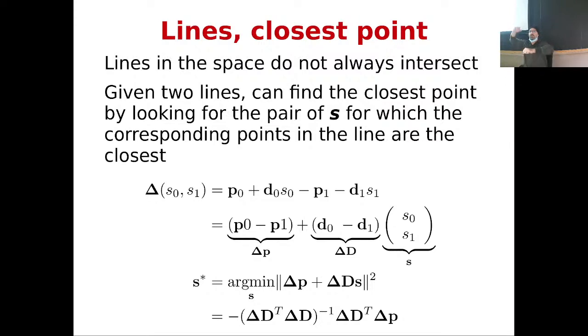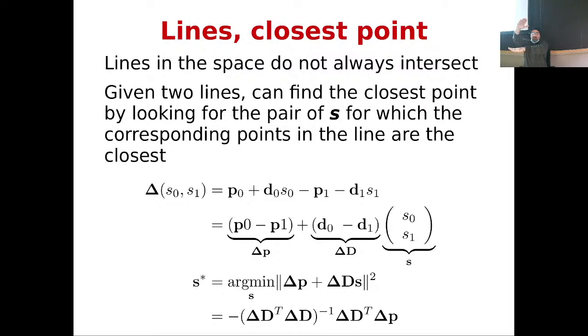Now, let's imagine that we have two lines in the space. Two lines in the plane always intersect, or they are parallel, which means that they will be intersecting at infinity, if you want to see it this way. But two lines in the space do not always intersect.